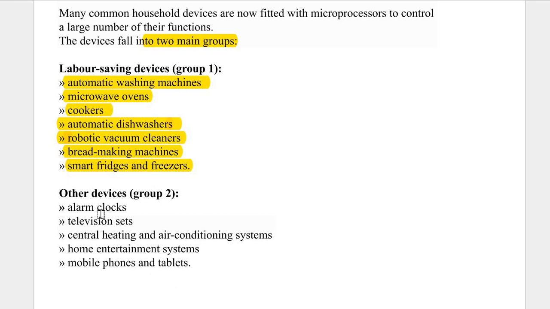And the second group, which is the other devices, includes too many things that we are using daily in our life. It's not helping the workers, but we use it a lot. For example, the television sets. It's not helping the workers, but we use it for fun. Or even the alarm clocks. You can use a manual clock too, but we are using IT, or digital or microprocessor control devices, as alarm clocks. For example, as I said, the smartwatch. And also central heating systems and air conditioning, or home entertainment systems, some fun systems for the home, and mobile phones and tablets that we are all already using.